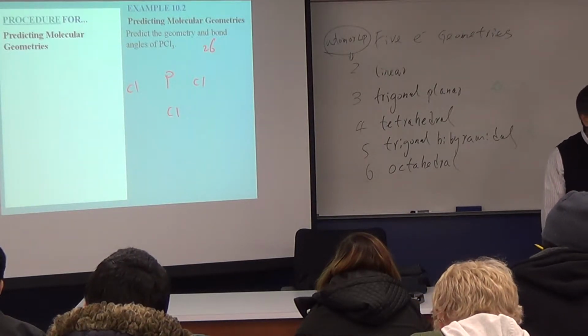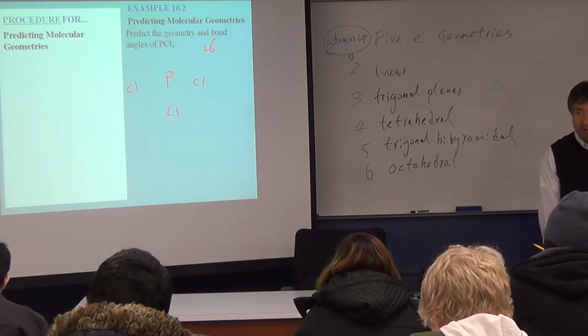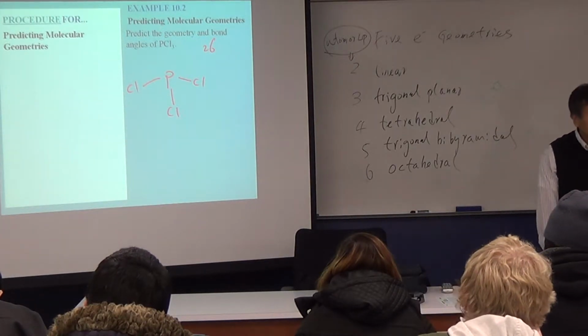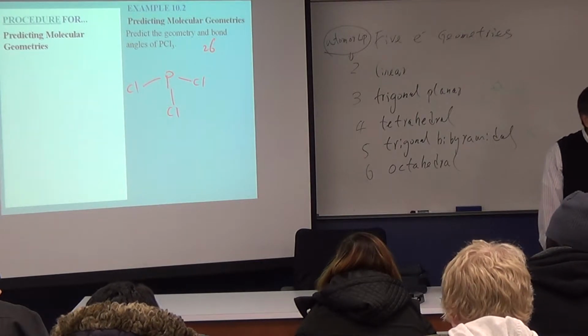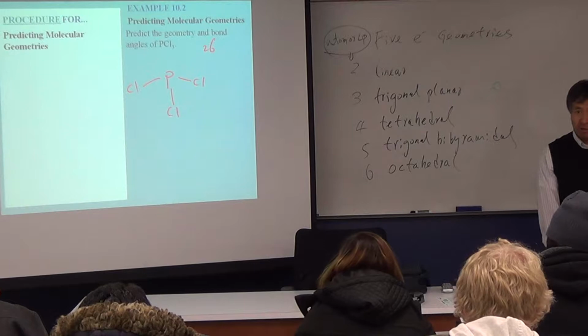3 times 7 is 21, right? Then plus 5 from phosphorus, 26. Okay? 1 line, 1 line, 1 line. Each 1 line represents how many electrons? 2 electrons. So right now we have 6 electrons on the structure.